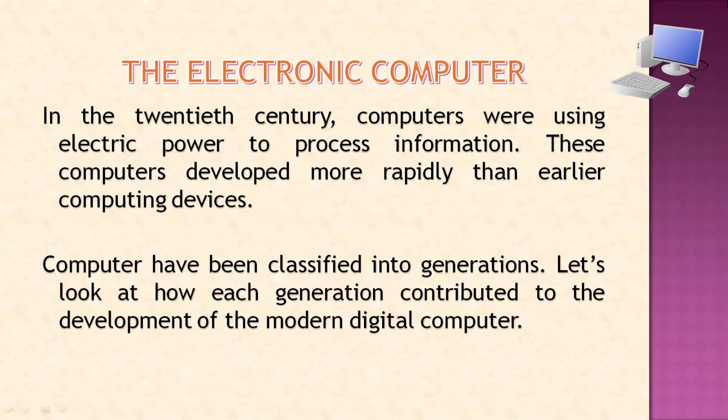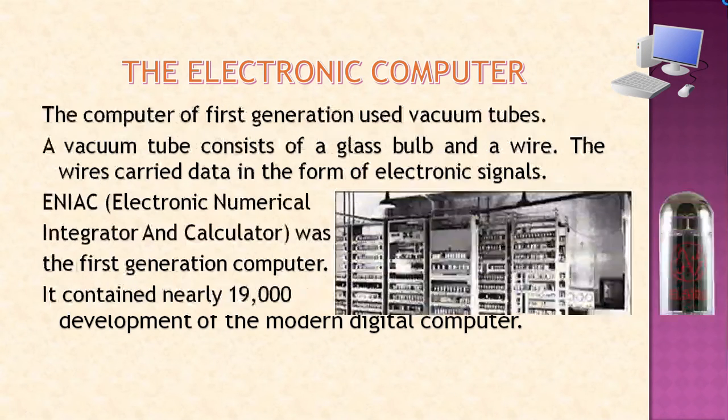Next is the electronic computer. In the 20th century, computers were using electric power to process information. These computers developed more rapidly than earlier computing devices. Computers have been classified into generations. Let's look at how each generation contributed to the development of the modern digital computer.